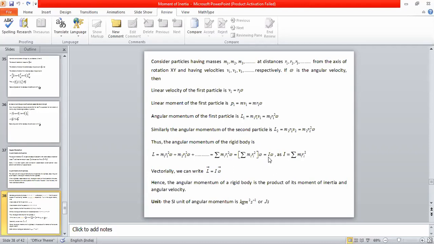Moment of inertia and angular velocity, multiply the two and that itself is your angular momentum. So we are able to prove that the angular momentum of a rigid body is given by the product of I, moment of inertia, and omega, angular velocity.